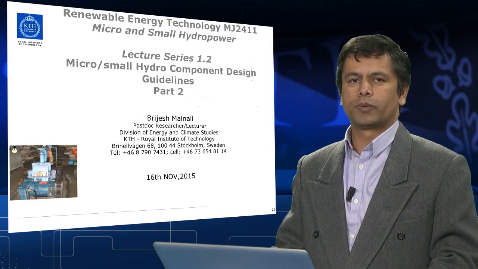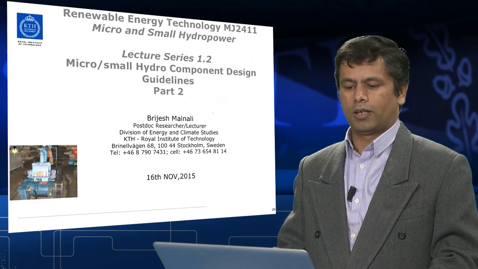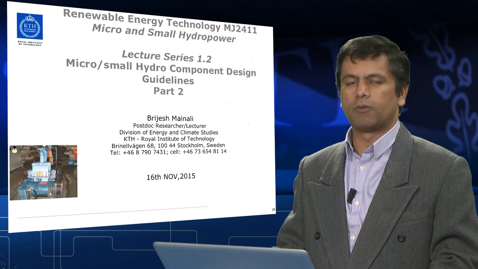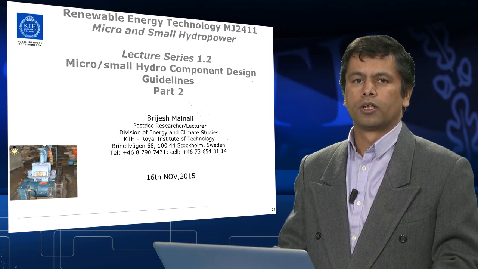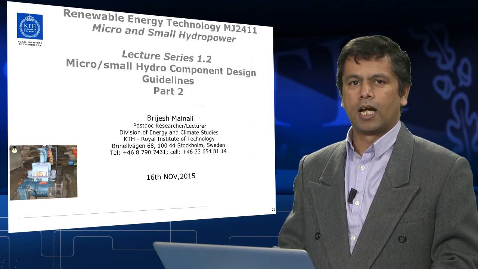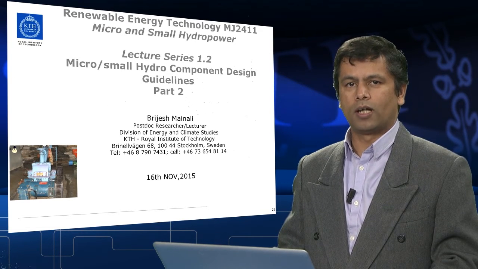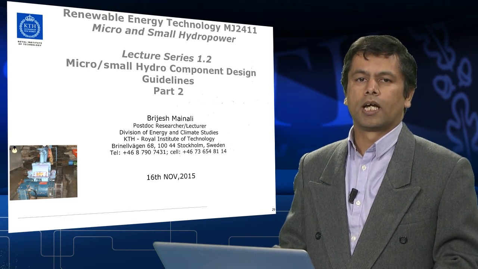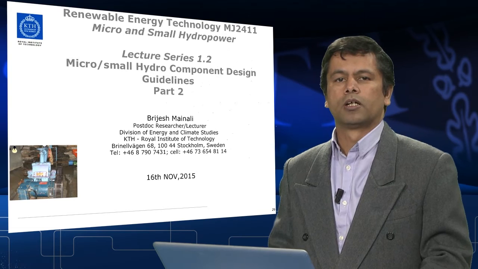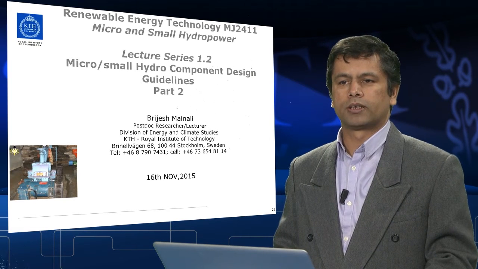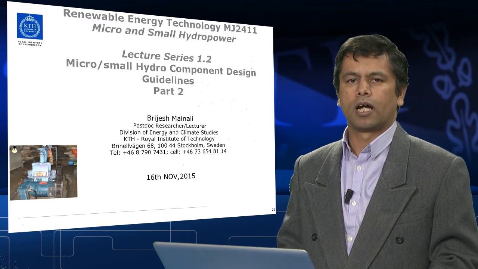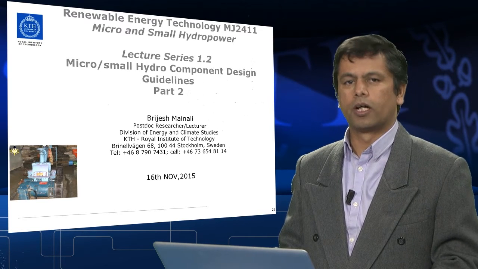Welcome back to Renewable Energy Technology course, and this is lecture series 1.2 part 2, and we are discussing micro small hydro components design guidelines. In the earlier part 1 we have discussed the different civil components, and now I am going to discuss the electromechanical components, basically hydro turbines, generator and electronic load controller and other governors.